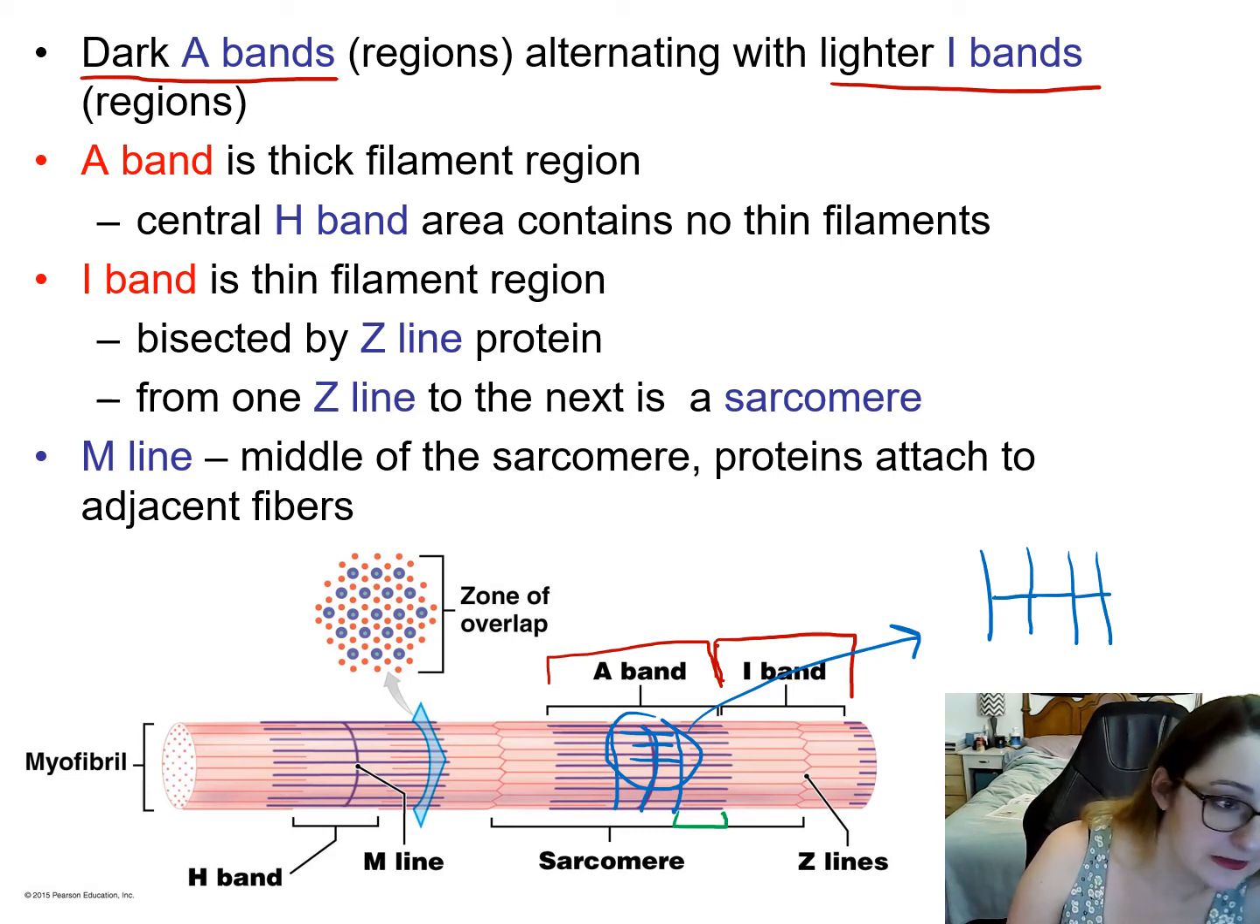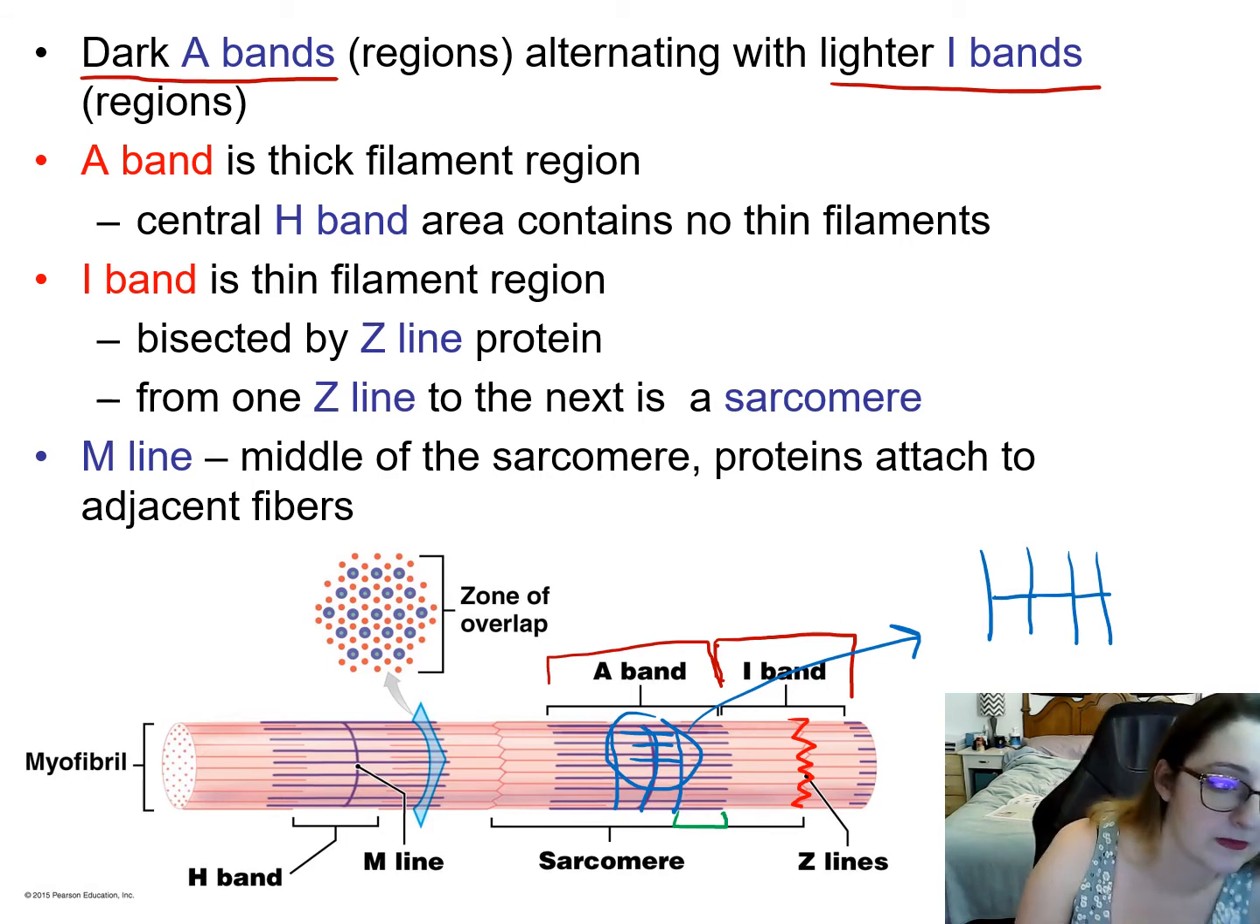The I band is going to contain these zigzaggy lines down the middle of it, and that is called the Z line, and it is a protein. So from one Z line to the next is one sarcomere. And then last but not least, we do have our little M line going down the middle of our A band, which is directly in the middle of our H band, which is part of our A band, right? So it's just that middle section of our H's.